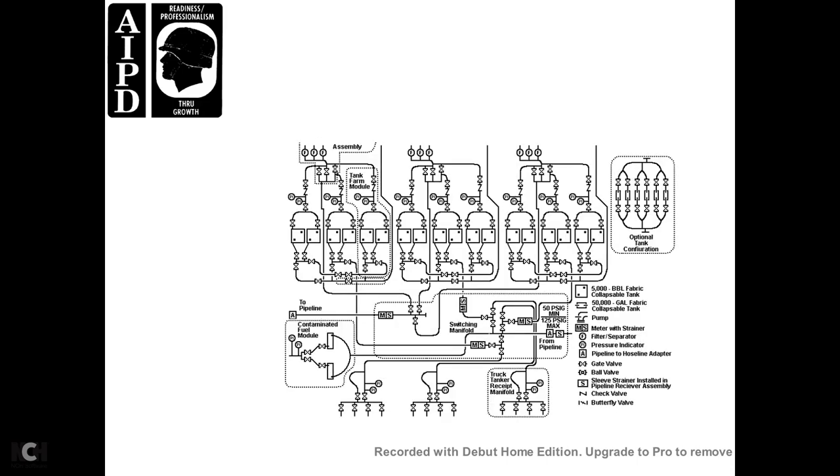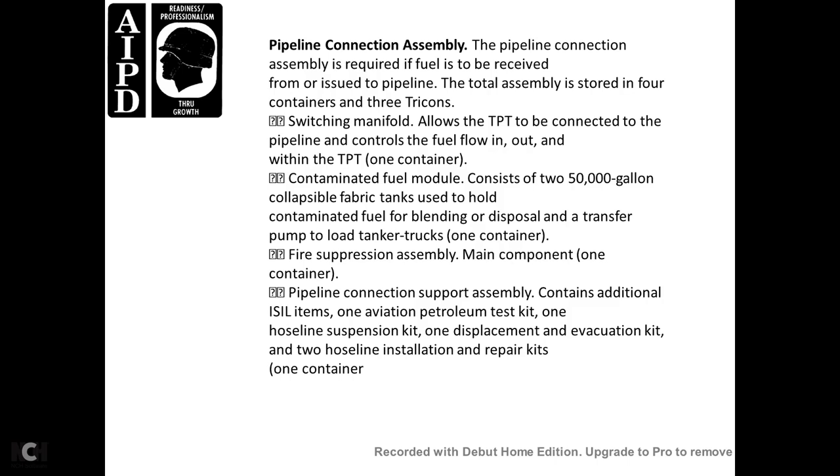This shows a tactical petroleum terminal layout. Pipeline connection assembly. The pipeline connection assembly is where fuel is received from or issued to the pipeline. The total assembly is stored in 4 containers with 3 tricons. The manifold allows the tactical petroleum terminal to be connected with the pipeline and controls the flow in and out within the tactical petroleum container terminal.